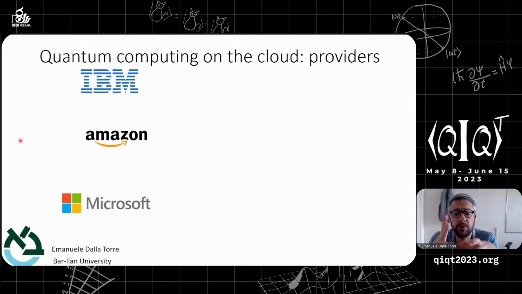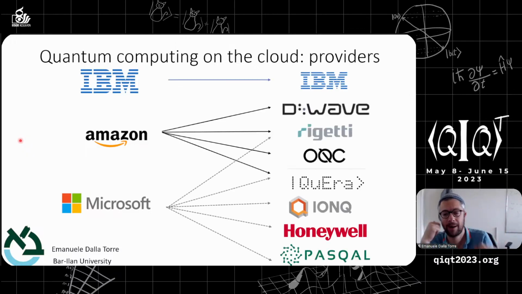Actually, Amazon and Microsoft don't have their own quantum computers yet, but they allow you to connect to many different quantum computers. This is, again, a partial list of the quantum computers that you can connect to. Some of them are neutral atoms, trapped ions, superconducting circuits. The idea is that there will be some sort of universal language that you can use to program all these quantum computers in the same way that you can write a program in C and then run it on different classical computers.